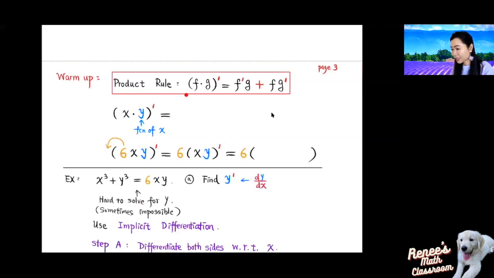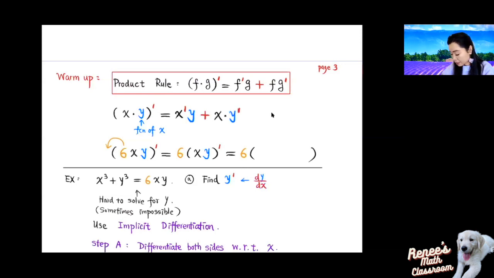The product rule is this. Now let's try to use the product rule to differentiate x times y prime. The y here is a function of x. So what do we get? We're going to differentiate x first, and then times y, adding now x times y prime, according to the product rule.